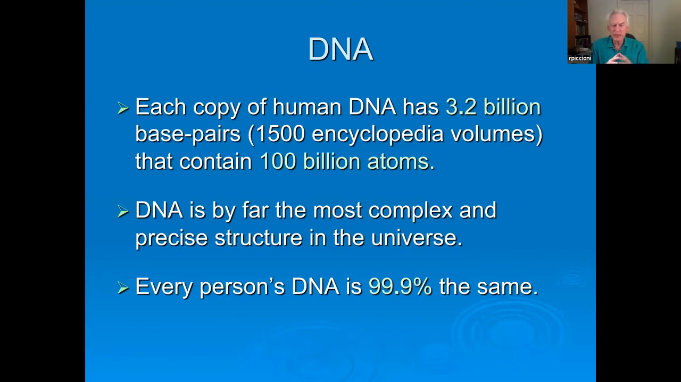And finally, I would like to point out that every human's DNA is 99.9% the same as every other human's DNA. That's the 99.9% that defines us to be human. The 0.1% is what either gives us blue eyes or red hair or the other different characteristics that distinguish one individual from the other. But that's only 0.1%. The 99.9% is common to all of us on the planet.